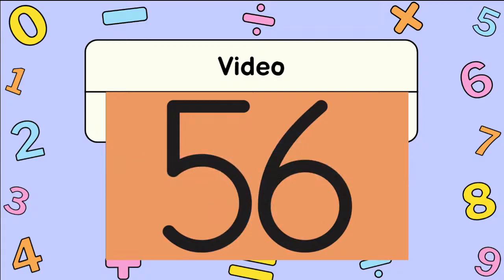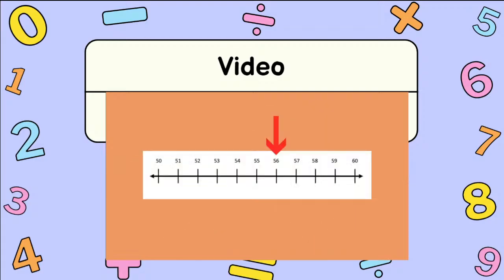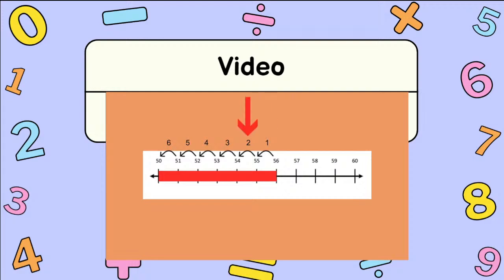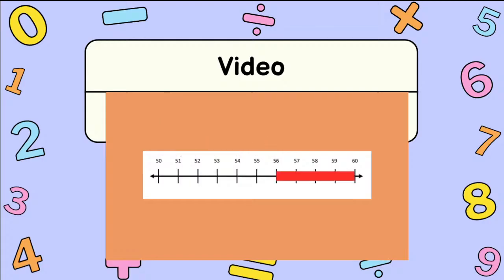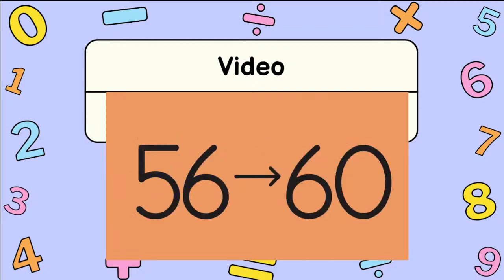Here's 56 on a number line. 56 is between 50 and 60. 56 is 6 away from 50. 1, 2, 3, 4, 5, 6. But only 4 away from 60. 1, 2, 3, 4. 56 is closer to 60. 56 rounded to the nearest 10 is 60.